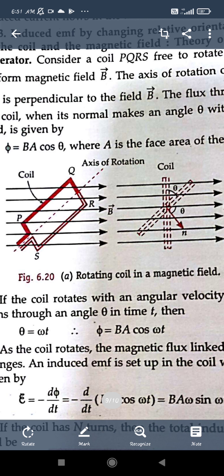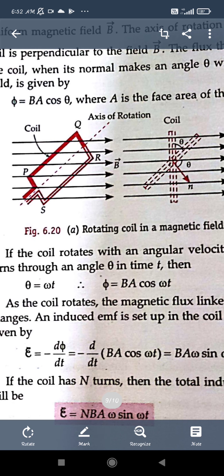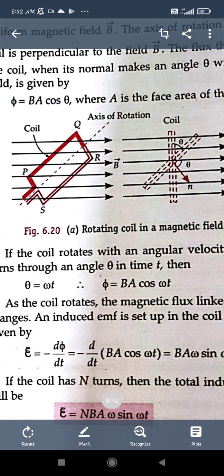So what will happen here is the induced EMF will depend on the change in the magnetic flux lines. Here we take phi as BA cos theta, where theta is omega t, because the angular displacement upon time is given by theta upon t, so theta is omega t. Keeping that value in cos theta, it becomes cos omega t, and on differentiating, d phi by dt will be equal to the induced EMF, so we get BA omega sin omega t.